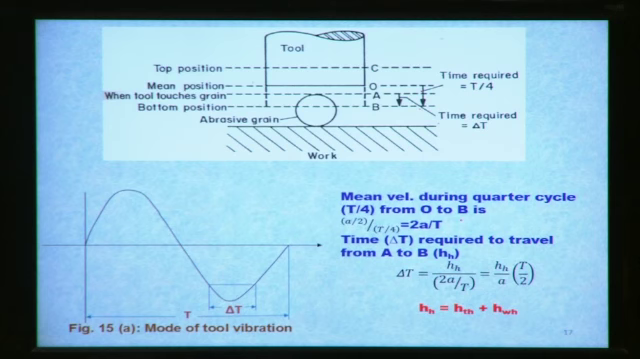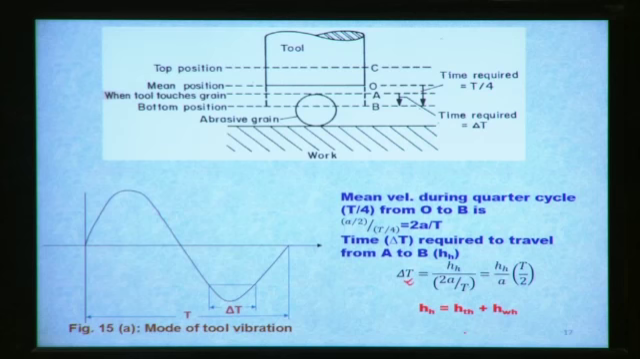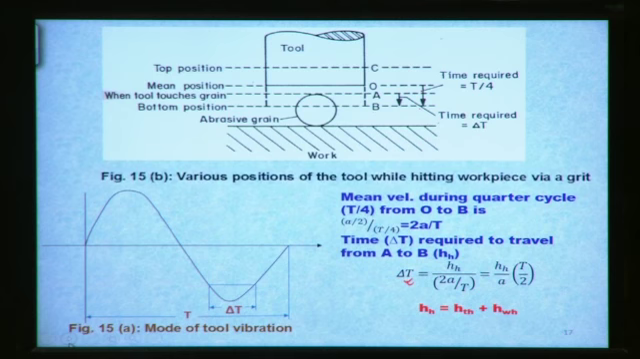So what is the time required to travel from A to B here? From A to B it is moving this H amount. H is the total indentation depth due to the hammering model. So this H, the total indentation depth, divided by the mean velocity of the tool, gives the del T amount. That is the time required for full penetration into the tool as well as into the workpiece. So from here we will get this value of del T.